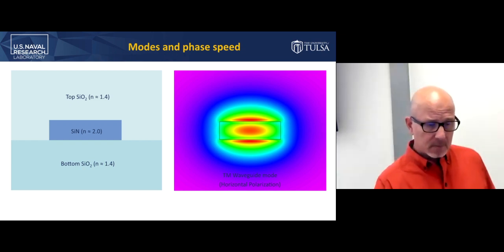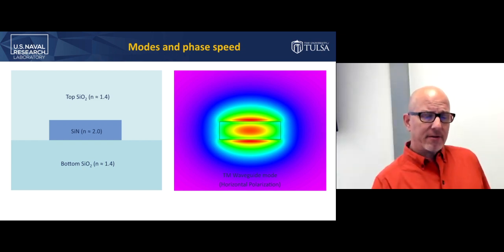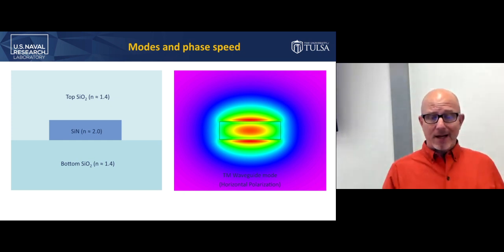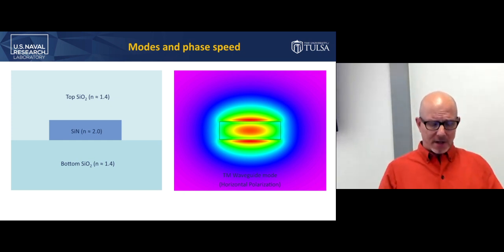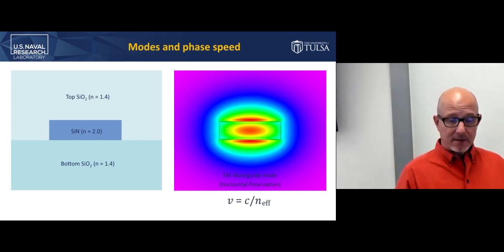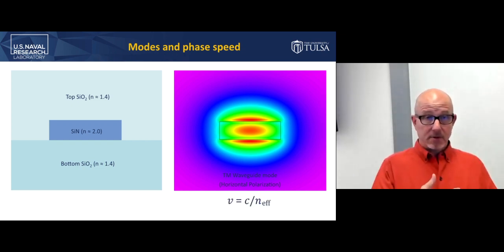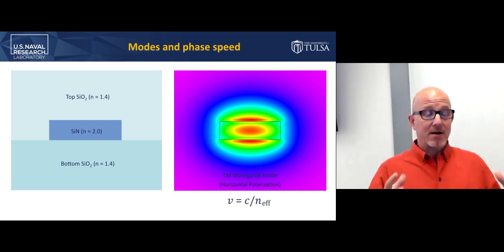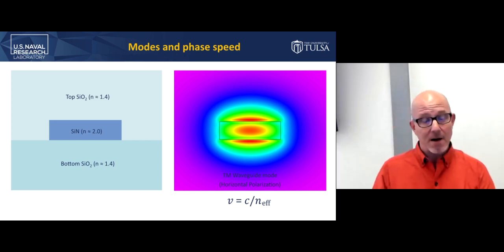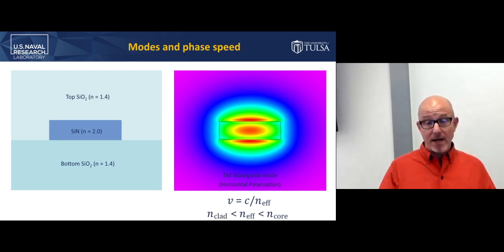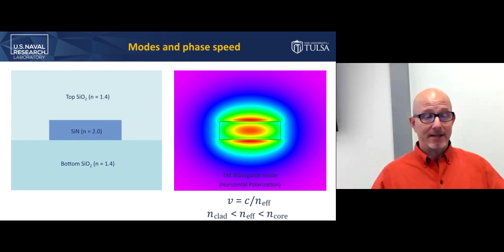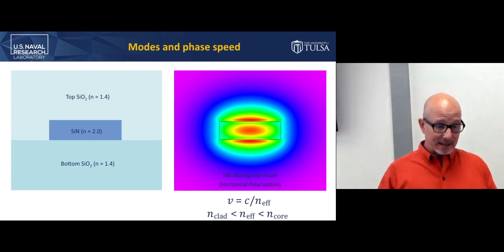So the idea is we obviously have some of the light in the cladding and some of the light in the core. So it can't possibly travel with a phase speed that is the core or the cladding separately. It's got to be some combination of the two. And so we define it as the effective index of the waveguide material. It's got to be somewhere between the cladding and the core, and it would all depend on how much of the light is in the core versus how much of the light is in the cladding.